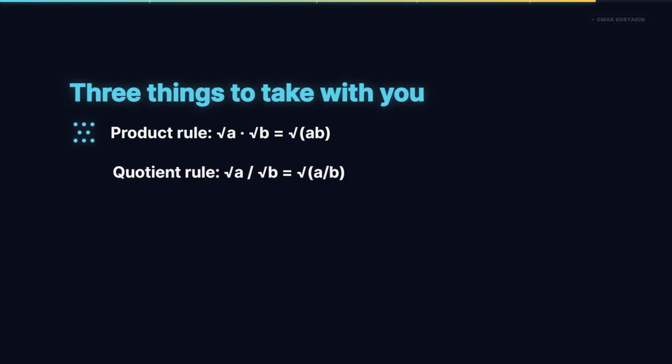The quotient rule says square root of a divided by square root of b equals the square root of a divided by b. The denominator's radicand must be positive. Division of radicals turns into a single radical of the quotient.